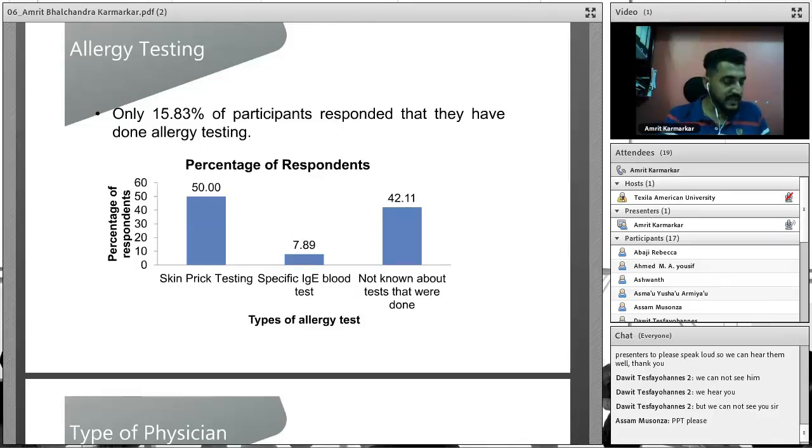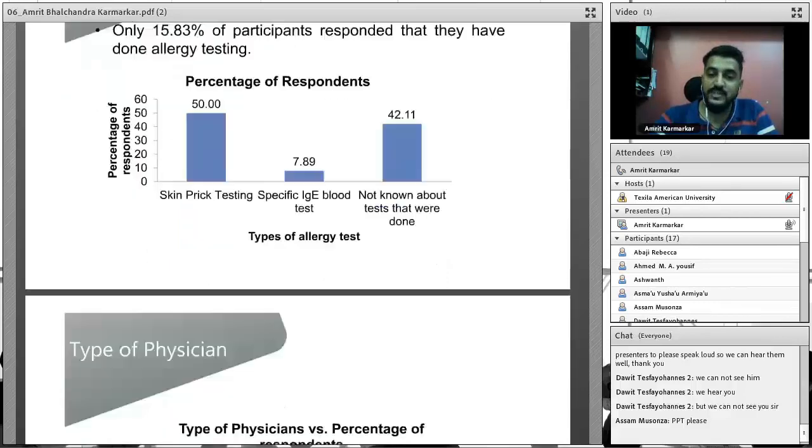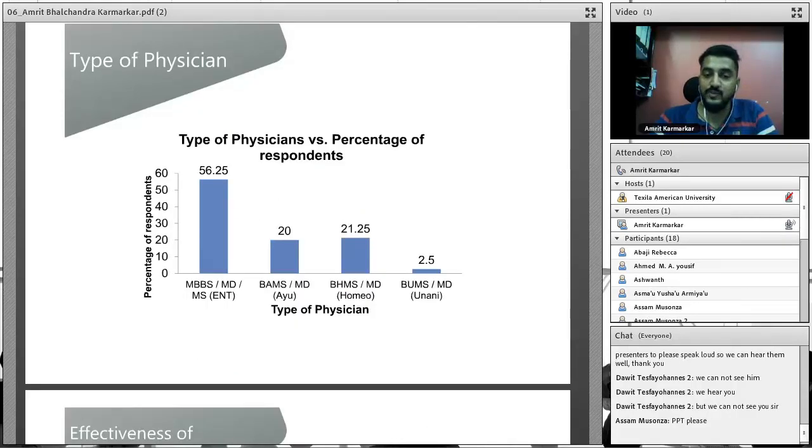Out of these participants, we asked them whether they have done any allergic testing. So 50% of the participants said that yes, they have done skin prick testing. Only 8%, that is 7.89%, said that yes, they have done the specific allergic test, that is the blood test. However, 42% did not know what tests are there or whether the tests were done or not. So that is the problem with the participants.